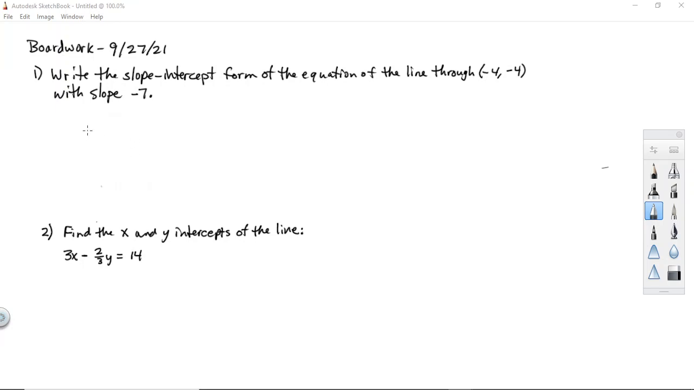Okay, so we're back. Let's look at this first one. Write the slope-intercept form of the equation of the line through -4 with slope -7. We have the information there to use the point-slope form, but we want the slope-intercept form. That's okay. We will use the point-slope form and then convert it. So the point-slope form looks like this.